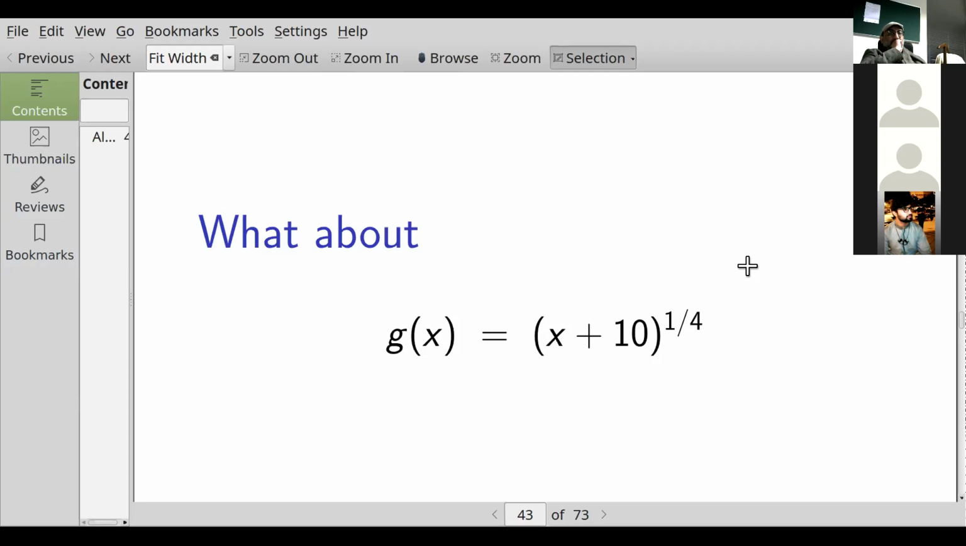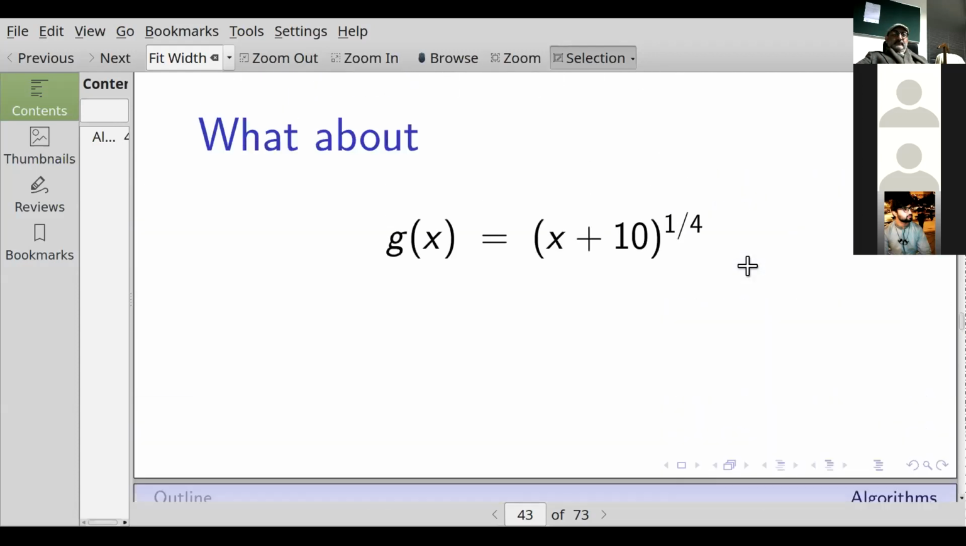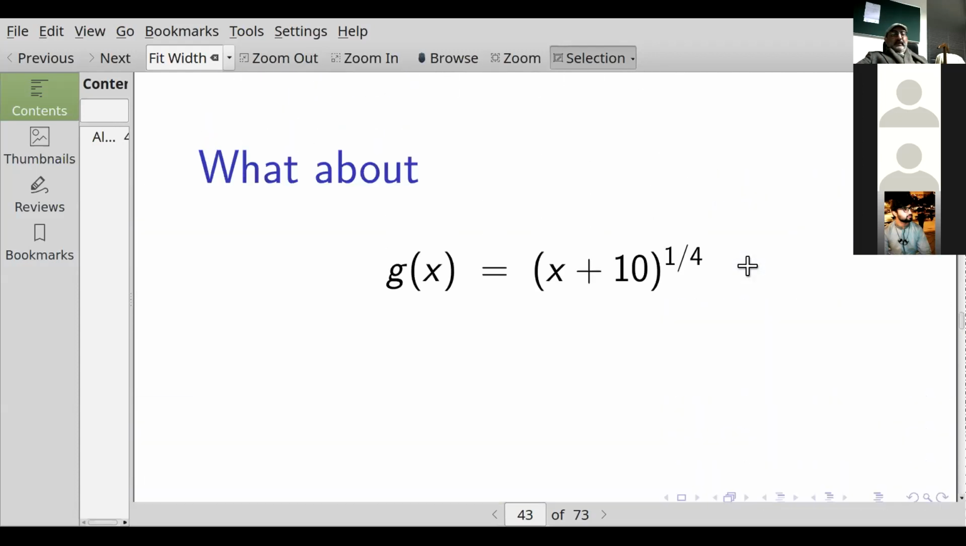What's g prime near 2? Well, what's g prime at 2, in fact? Exactly at 2. Well, it's 1/4 (x plus 10) to the minus 3/4, right? And you should, well, okay, so you do the analysis, all right?